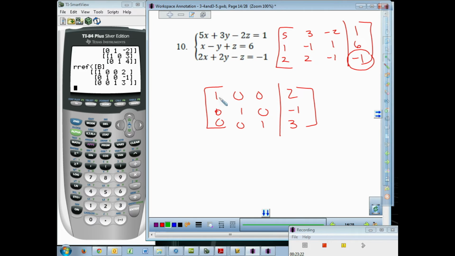What's this mean? What's this guy? First of all, did we get diagonal ones right here? Everything else is zeros. So we'll get a solution. What's this mean? X equals 2, right? What's this one mean? Y equals -1. And this one means what? Z equals 3. That's our ordered triple right here. It goes X, Y, Z. They're always in alphabetical order. This is an ordered triple.